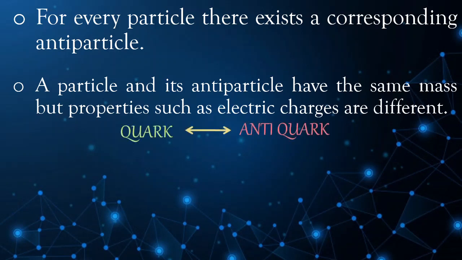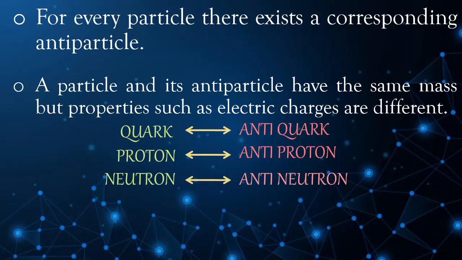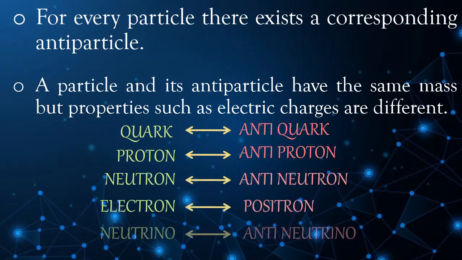For quark, there exists antiquark. For proton, there exists antiproton. For neutron, there exists antineutron. For electron, there exists positron. And for neutrino, there exists antineutrino.